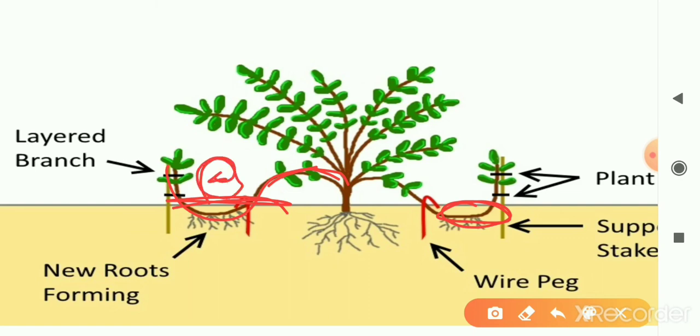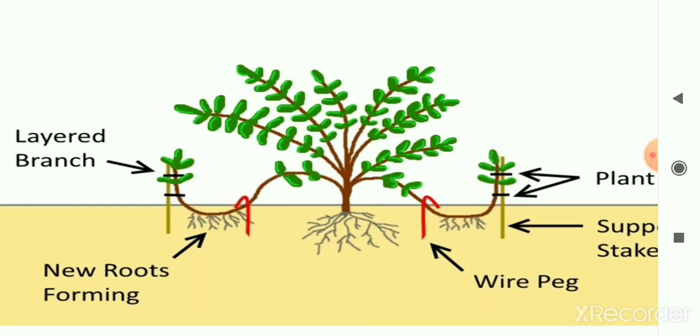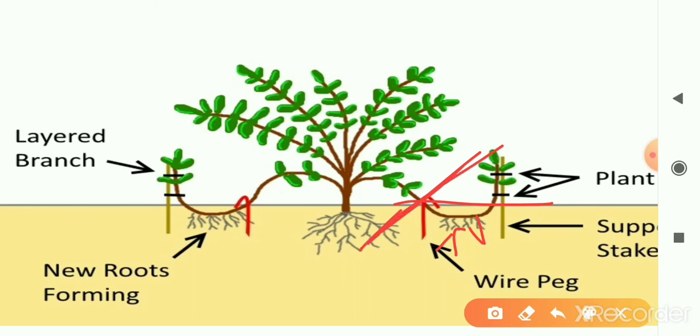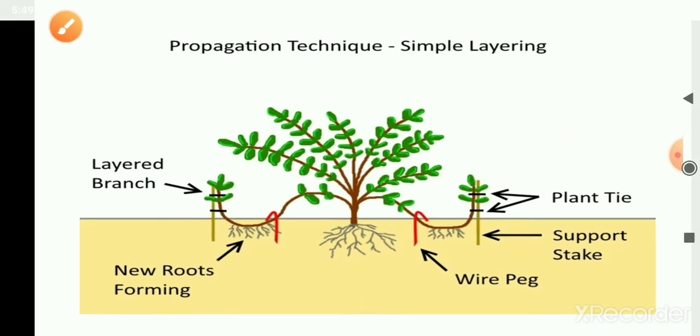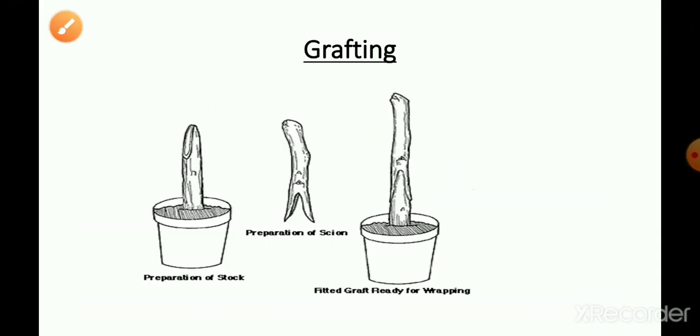You just leave this entire plant undisturbed for some time, keep on regularly watering it. After some time, the part that was covered in the soil will develop roots. Then from here the branch can be cut, and now you've got a complete plant. So this is what is called layering, right? Then there's another method which is called grafting. So these are the different methods of artificial vegetative propagation.